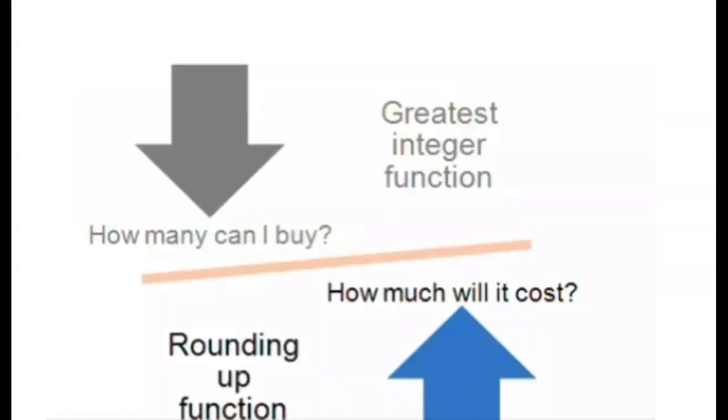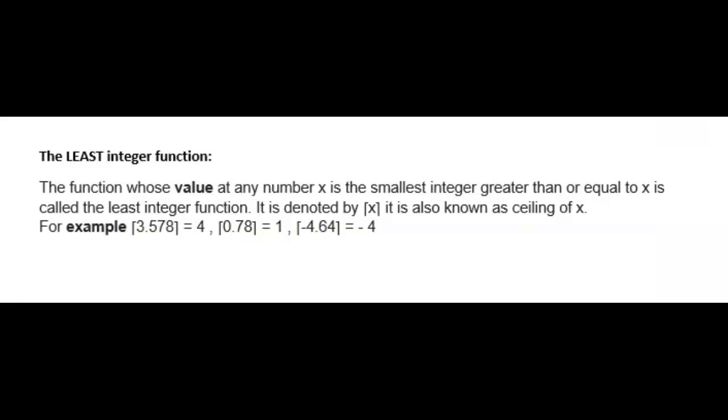Now, we talked about rounding down. Let's talk about rounding up. What type of scenarios would we round up? The least integer function is a function whose value at any number x is the smallest integer greater than or equal to x. So basically, we're going to round up. This is the rounding up function.